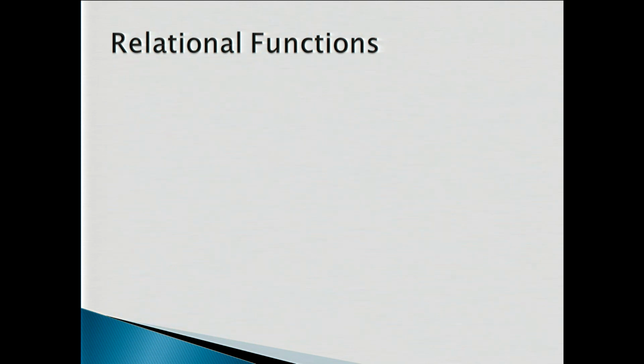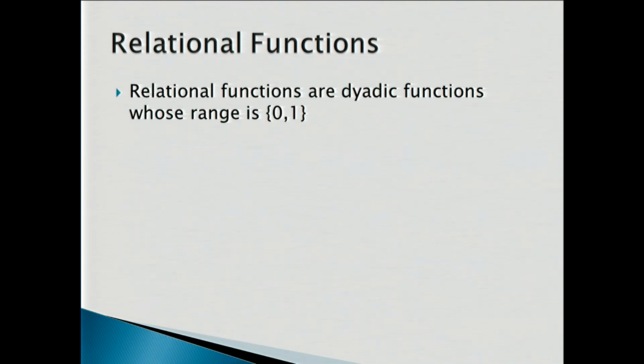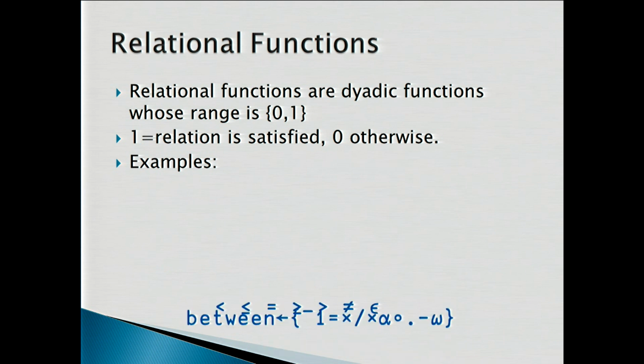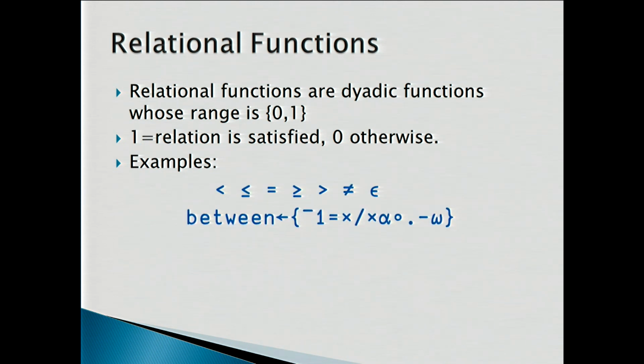The third type of function that we use often in statistics is the relational functions. Most of you already know this: they're dyadic functions whose range is 0, 1, so they give a result of true or false. These are some typical examples. Most of them are primitives, but if you want to write your own, I wrote one called between. If a value is between two values, it will give you a 1. Otherwise, it'll give you a 0.